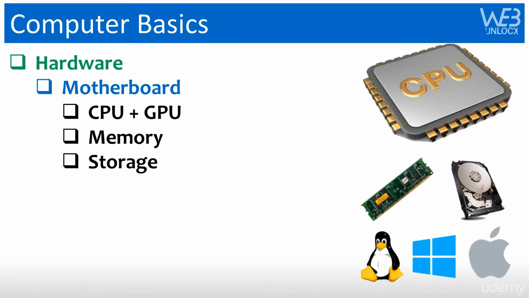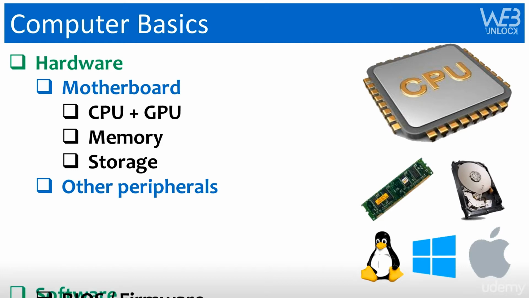So the first thing we want to understand about the computer system is that it is composed of two main things. First, the hardware. And the main parts of the hardware are the CPU and GPU, memory, and storage. They usually come on the motherboard, which is the main circuit of the hardware. In addition to the motherboard, there are also some additional peripherals like input-output devices. For example, the mouse, the keyboard, monitor, and the printer are considered peripherals.